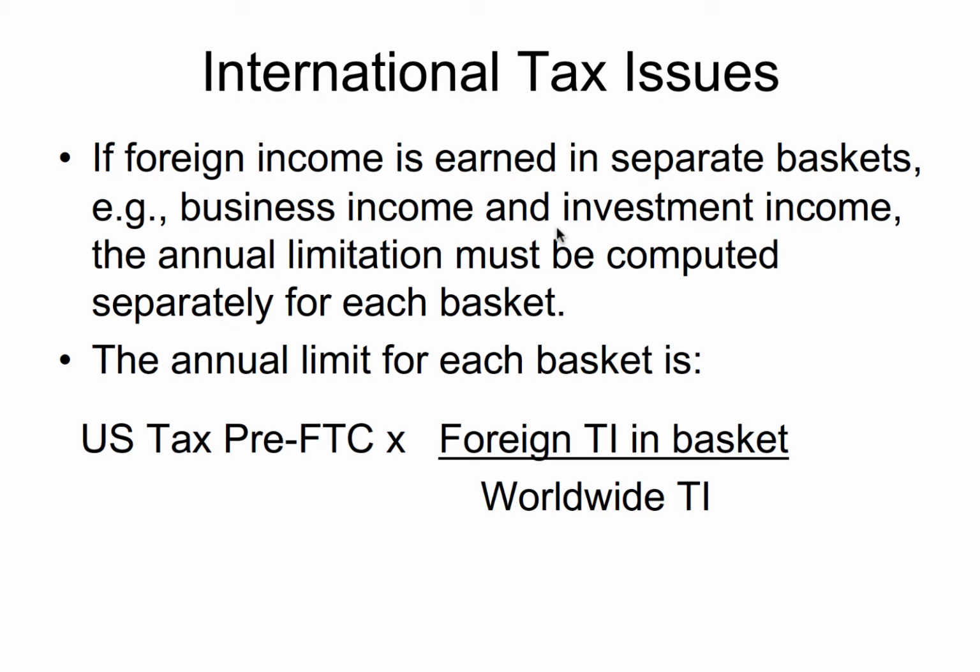So it's a similar type of analysis. If the foreign income is earned in separate baskets, for example business income, which is going to be active, versus investment income, which is passive, the annual limitation must be computed separately for each basket. So you have to do the annual limit for each basket separately. And the ratio or formula is going to be the U.S. tax before the foreign tax credit again times the foreign taxable income in that respective basket, right? So it'll be portfolio, active or passive, over the total worldwide taxable income. And that will create, again, the limit on that item.